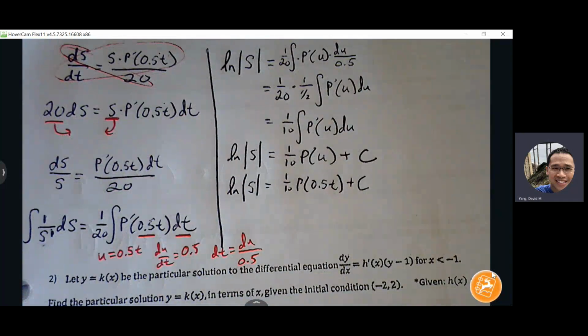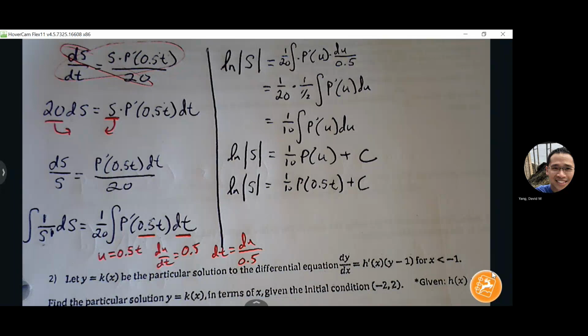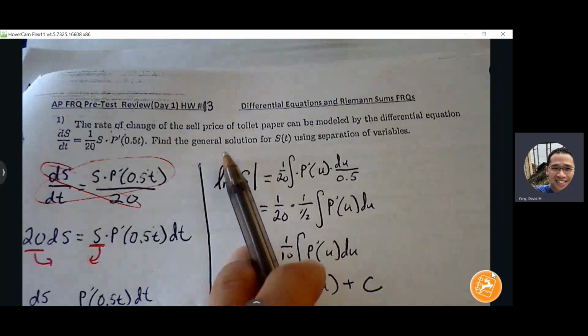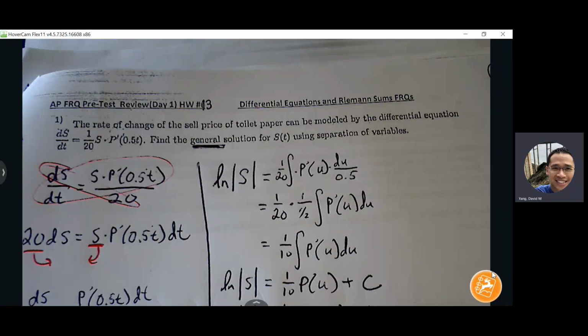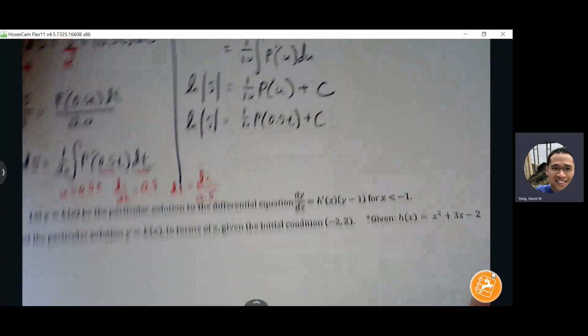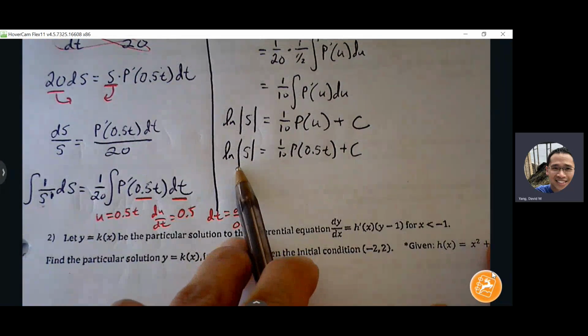Now we just have to figure out how to get that C updated to a number, and then to get S by itself. But if we look, the problem says find the general solution. So it looks like we're not going to be able to solve for C because they don't give us any information about C or any ordered pair to use. So we just have to hold on to our C and just work towards solving for S.